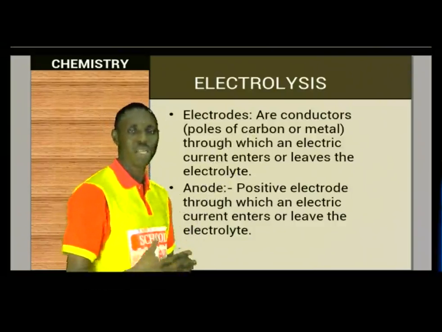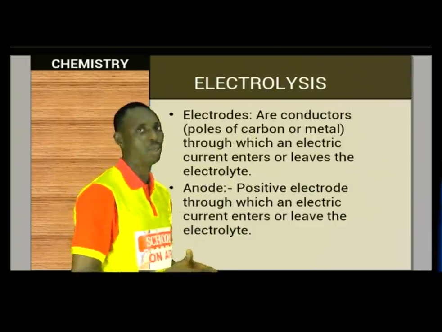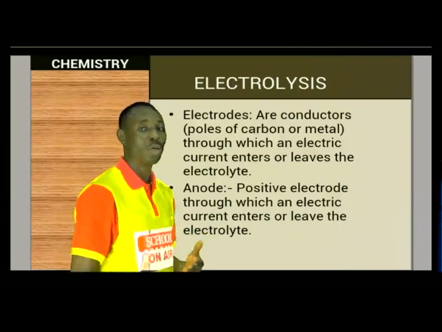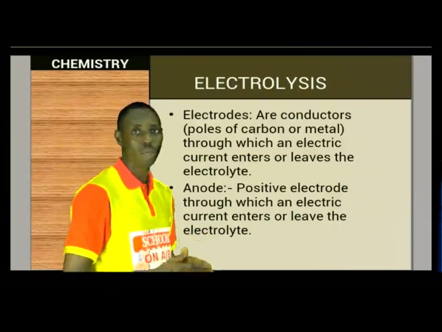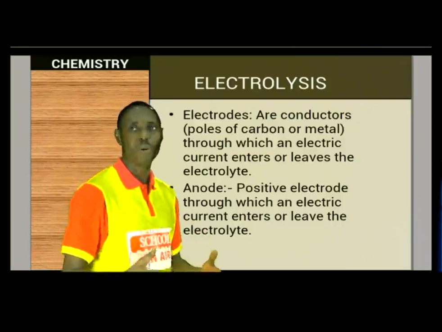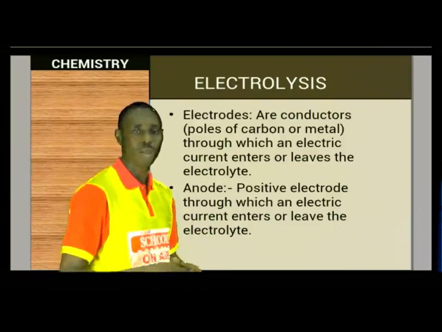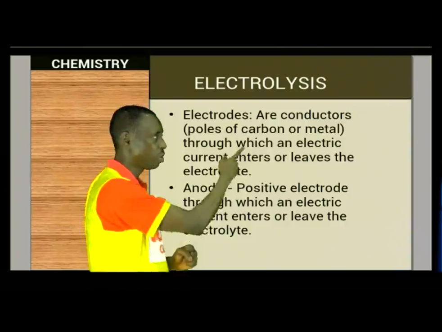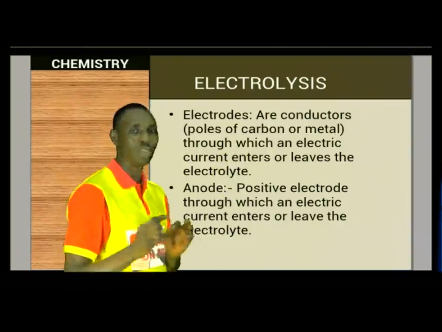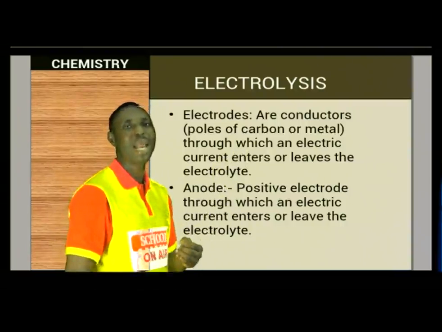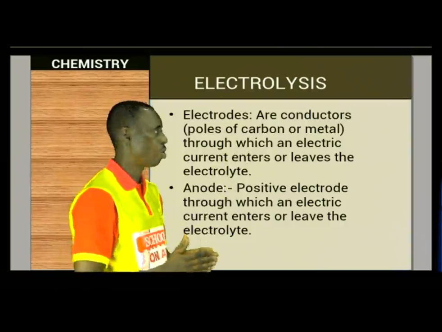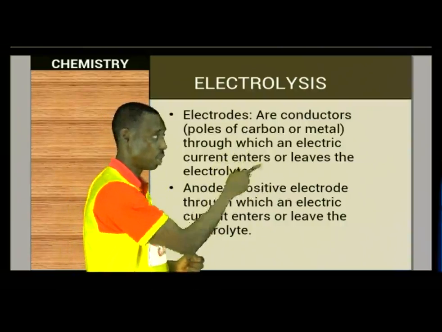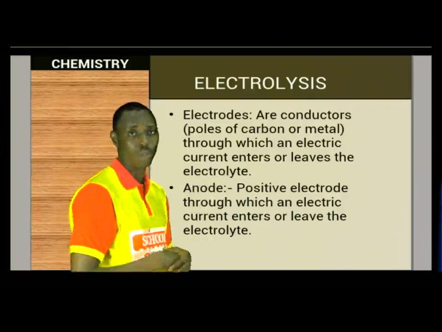If it is a positive pole, then the negative ions must move towards it. If it is a negative pole, then the positive ions must move towards it, because unlike charges attract and like charges repel. And these poles are either made up of carbon or metals, and it's through these poles that electricity will either enter or leave a liquid that will conduct electricity, which we refer to as electrolyte.